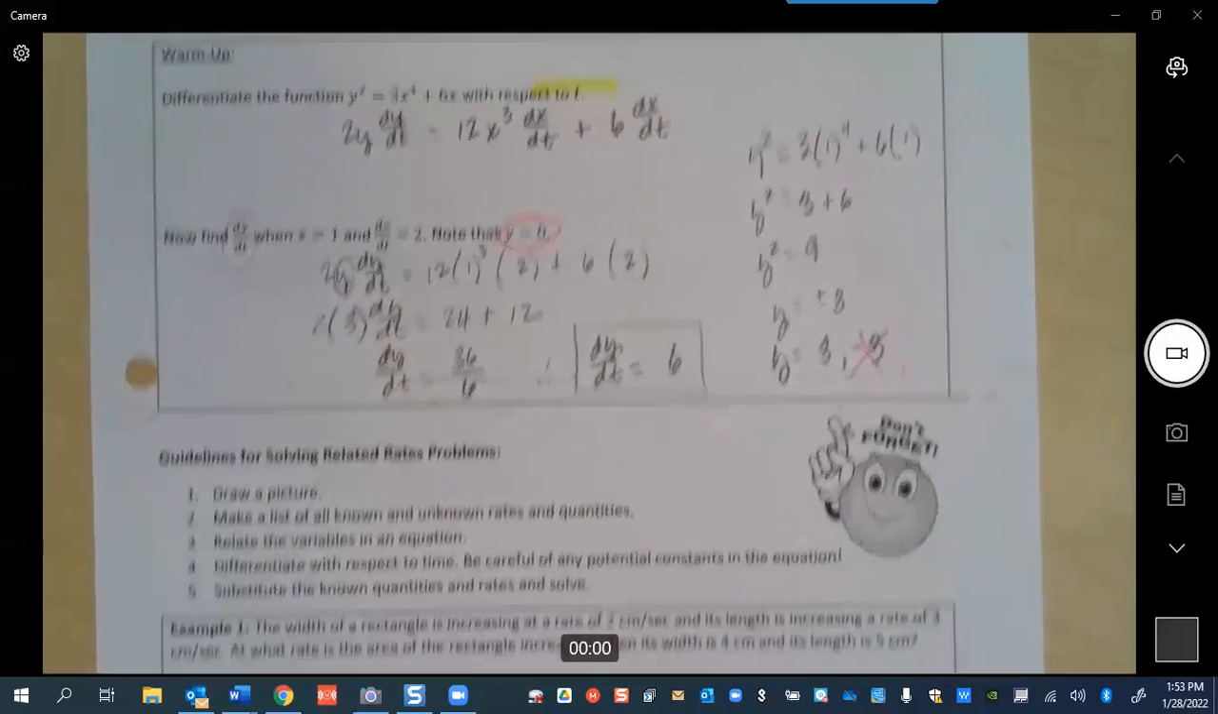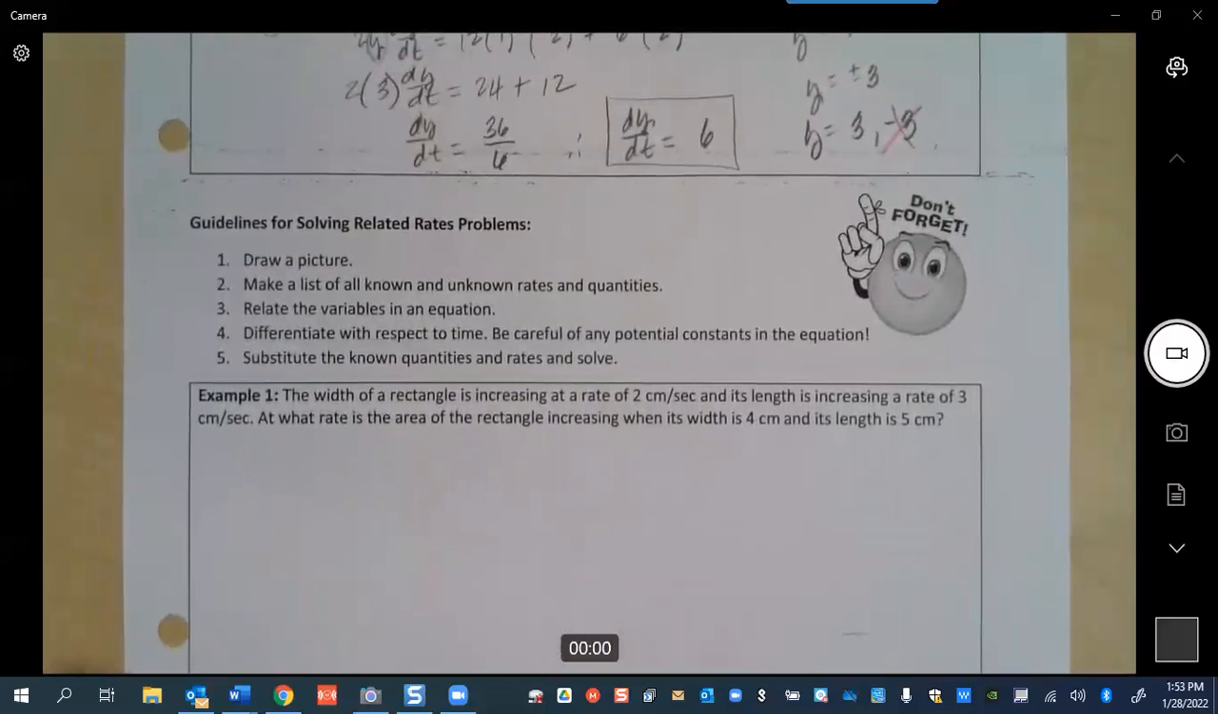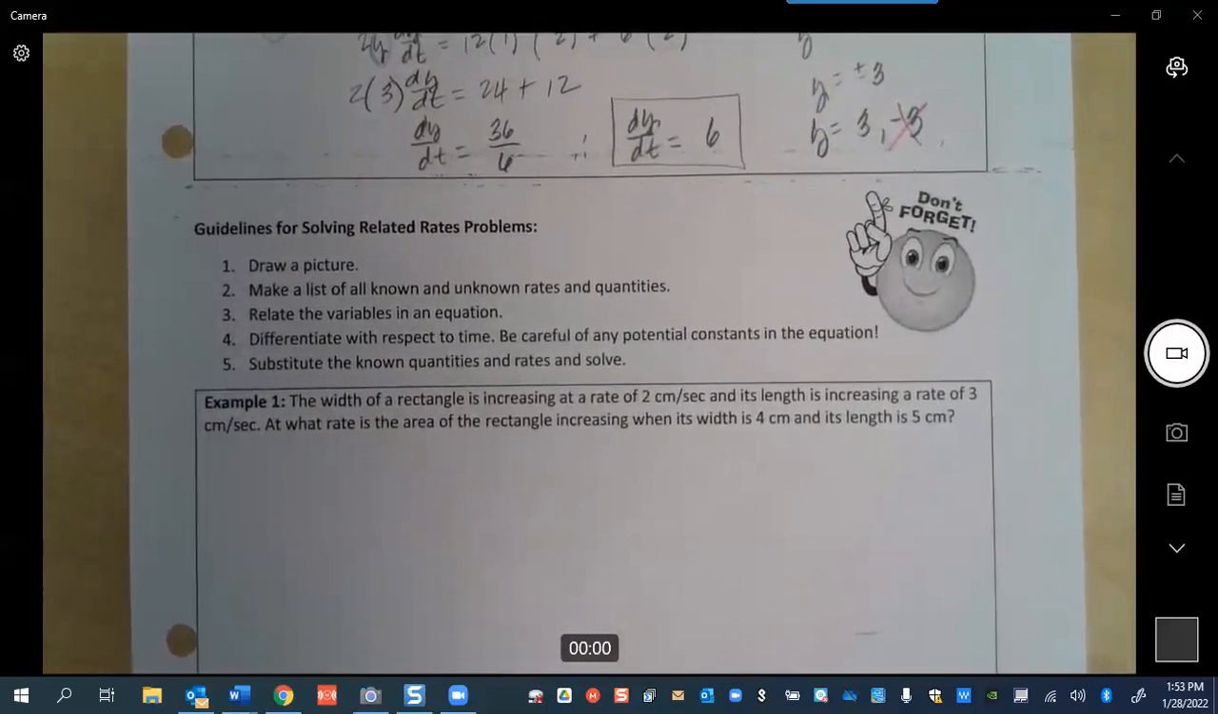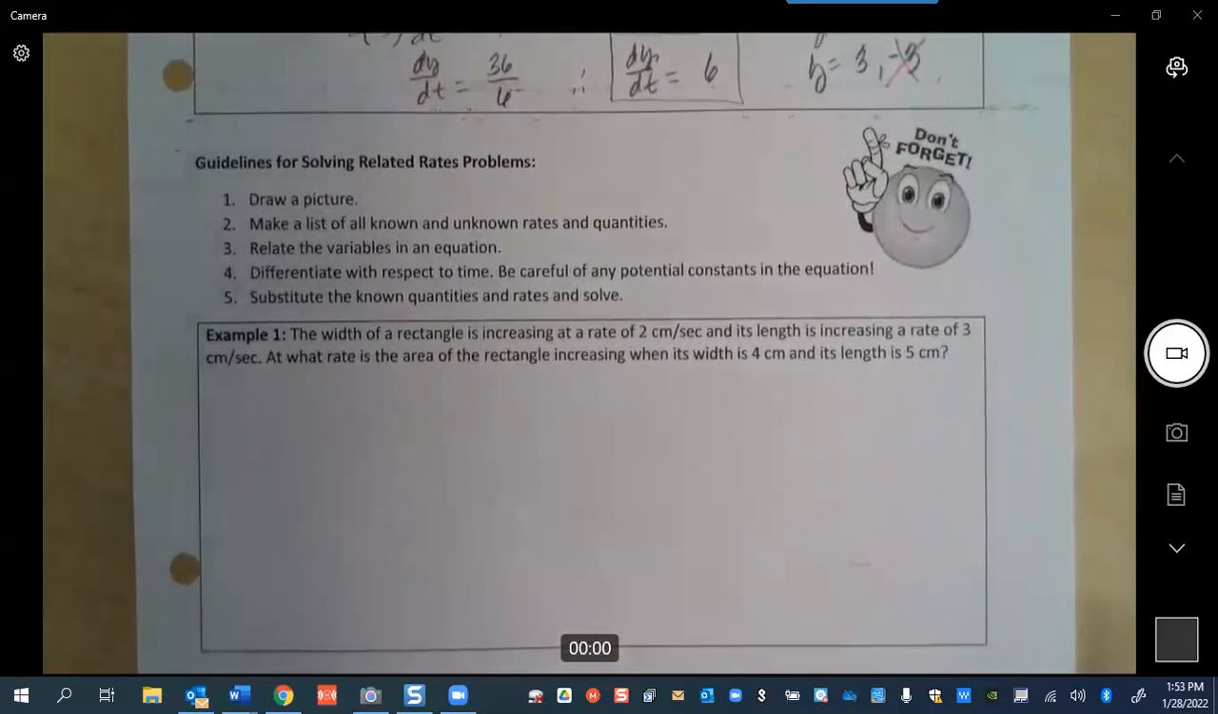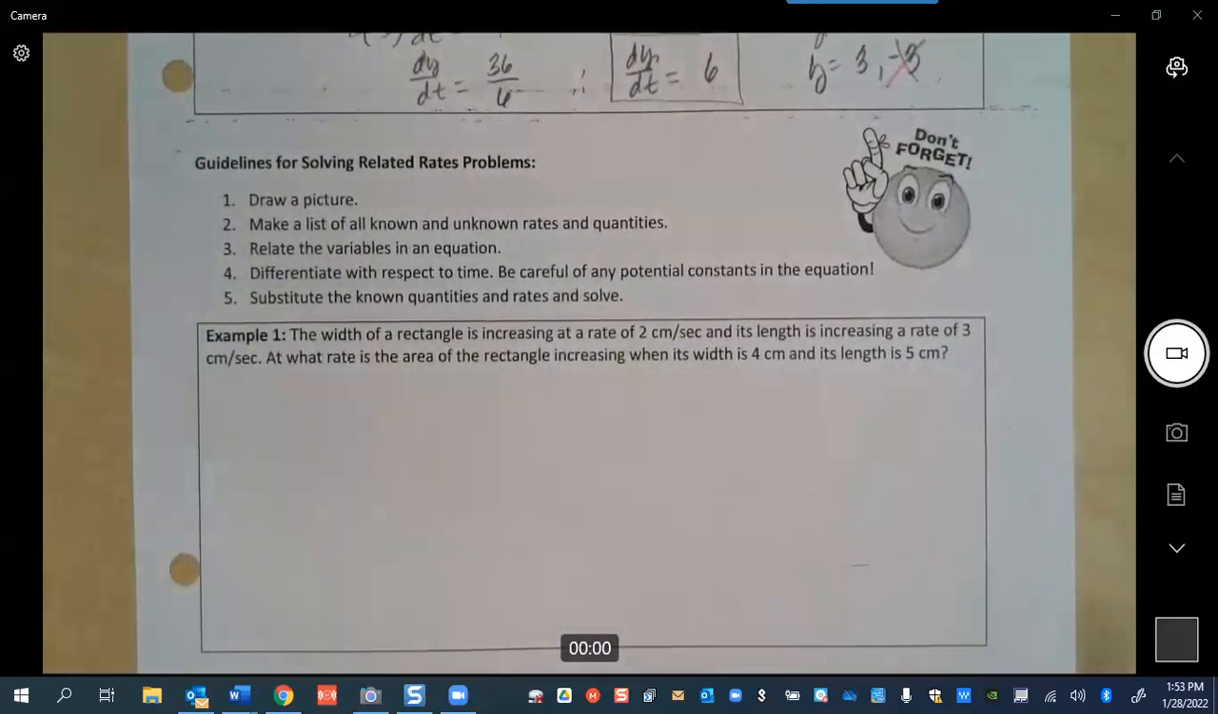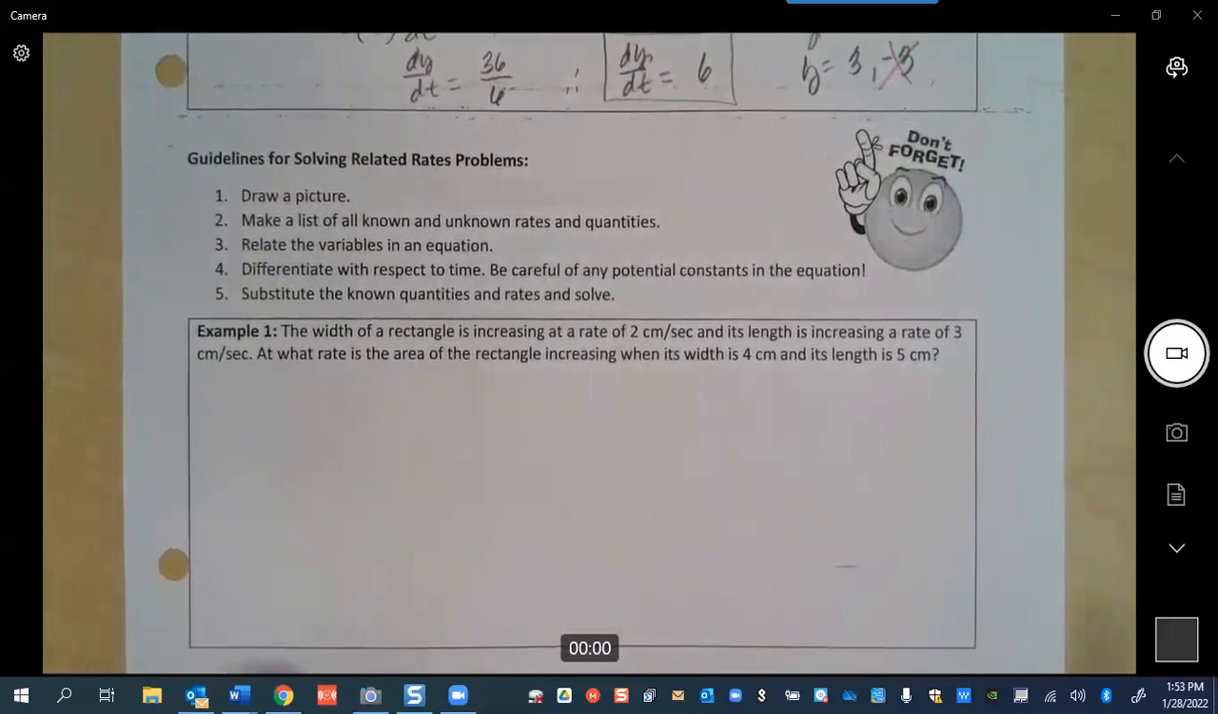All right, so here are some guidelines when we're talking about solving these related rates problems. And be honest, when you looked at my key last class, did it make more sense when I had pictures for each of the stories?